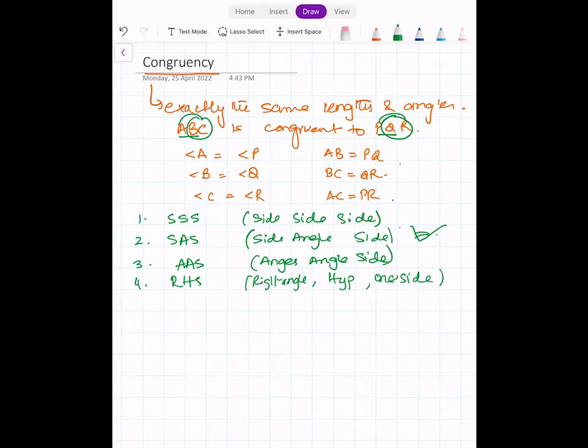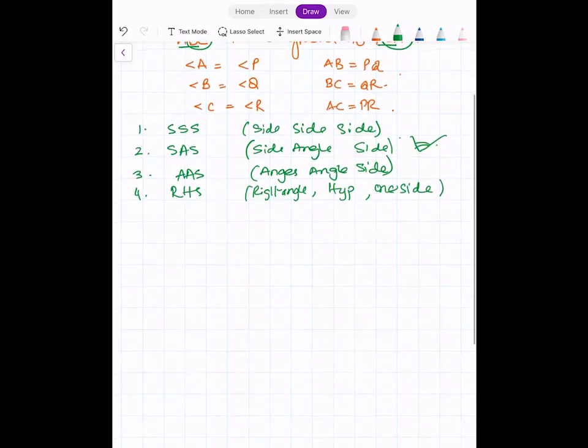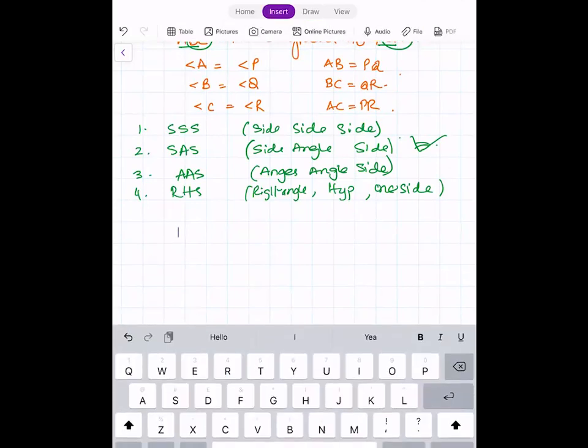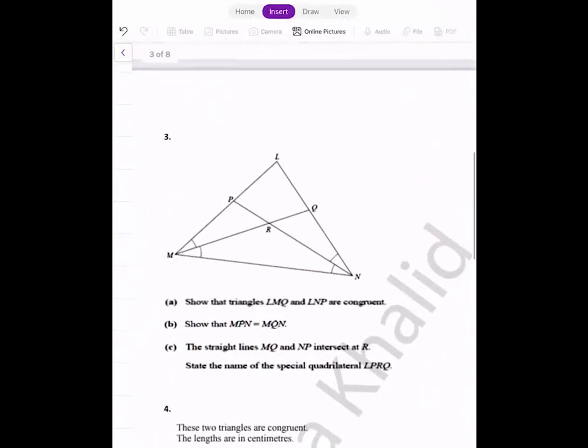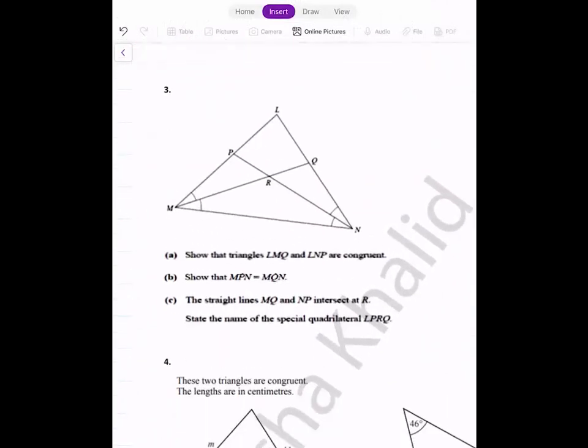All right, so now let's do a couple of questions because these properties are relatively easy. It's the questions that make this topic a little tricky. All right. So the first question says, question 3, show that triangles LNQ and LNP are congruent.